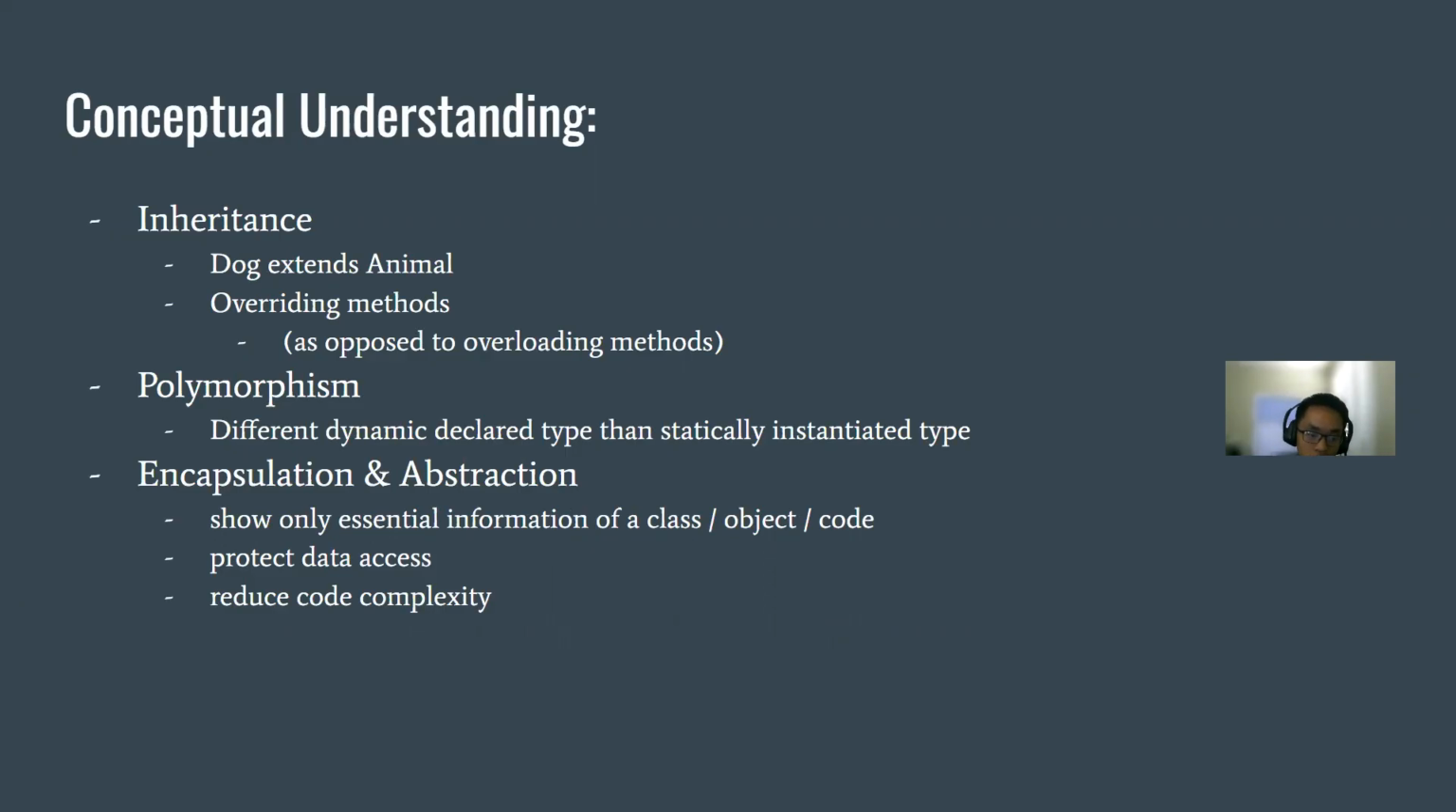And encapsulation and abstraction is basically the idea of showing only essential information of a class, object, or code, like the private methods, private instance variables, and only public methods. It protects data access and reduces code complexity. So when someone else wants to use your code, they only need to know which methods they need to use and so on. They don't need to know how all of your code works. That makes it easier, and that abstracts data away.